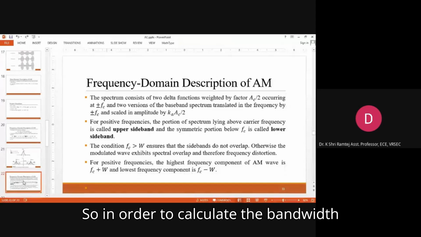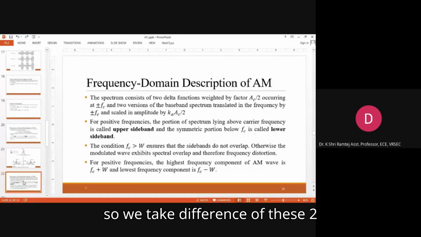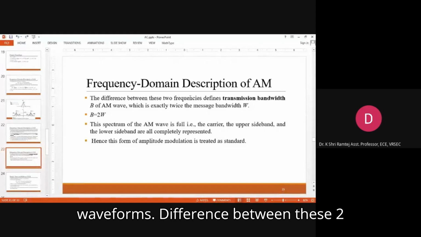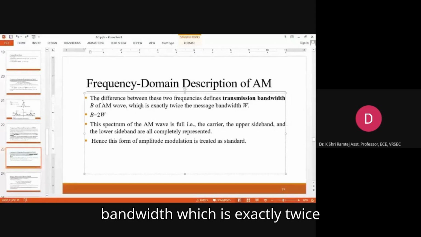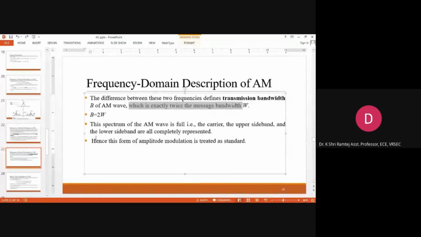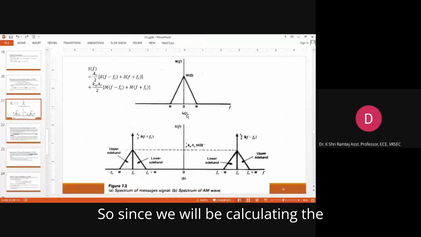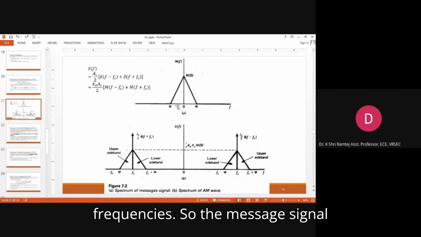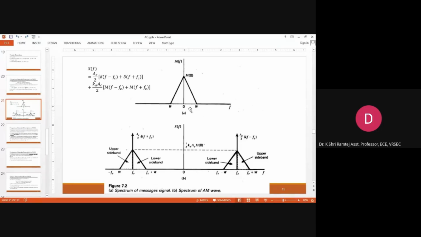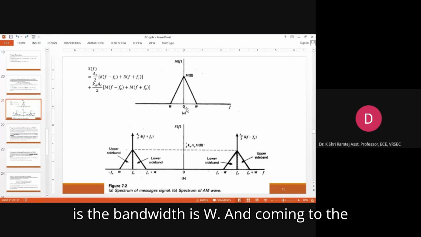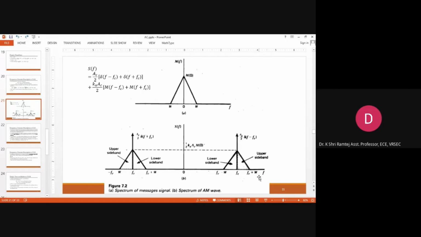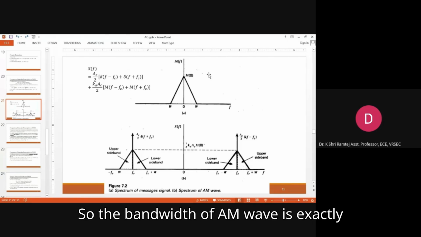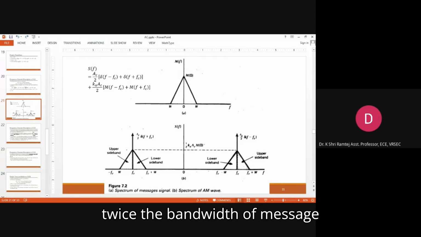So in order to calculate the bandwidth, we take the difference of these two frequencies. The difference between these two frequencies will give us the transmission bandwidth, which is exactly twice the message bandwidth W. Since we are calculating the bandwidth considering only positive frequencies, the message signal has bandwidth from 0 to W, that is, the bandwidth is W. And coming to the AM wave, the bandwidth will be fc plus W minus fc minus W, which will be 2W. So the bandwidth of the AM wave is exactly twice the bandwidth of the message signal.